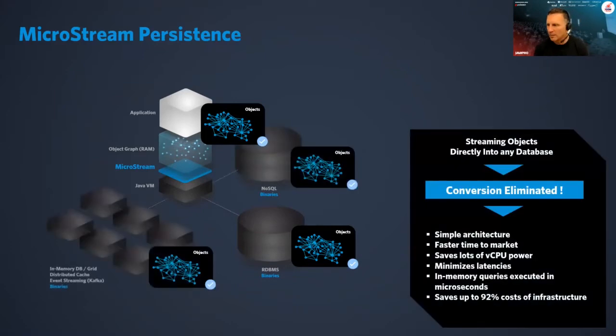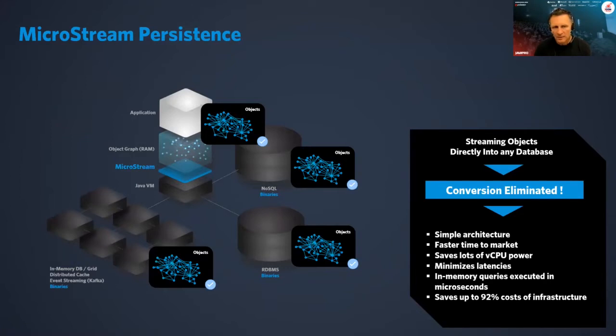And with these database connectors, we are able to use almost all database systems to persist the object graphs. There are no more mappings behind the scenes, no more data conversion. So data conversion is eliminated. And this is the reason why MicroStream is that fast.